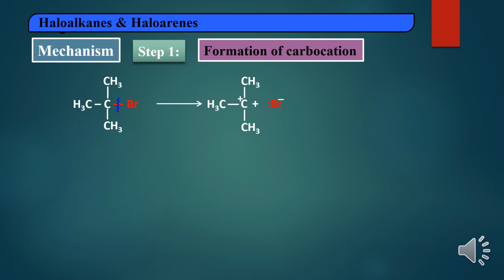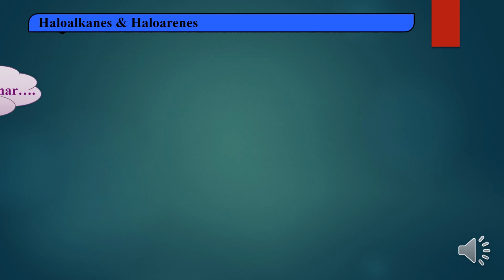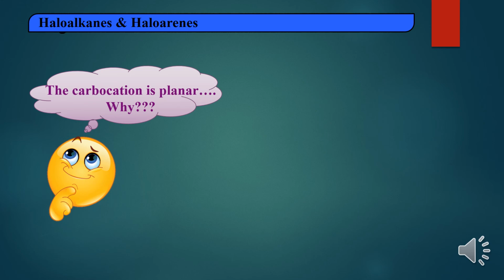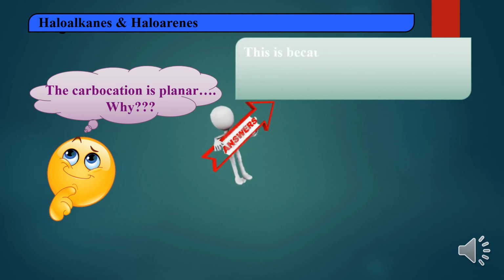So this step 1 is favored by polar protic solvents. It is a slow step. Breaking of a bond is always slower than making of a bond, as we already know. It is a slow step and it is called the rate determining step. The structure of the carbocation is planar. Why is it planar? Due to the sp2 hybridized carbon atom. The central carbon atom is in the sp2 hybridization state.